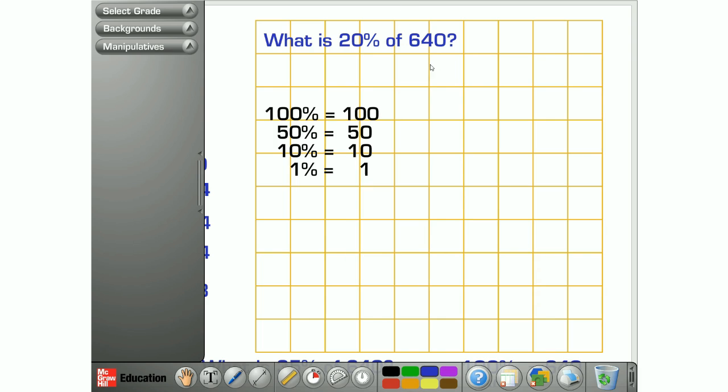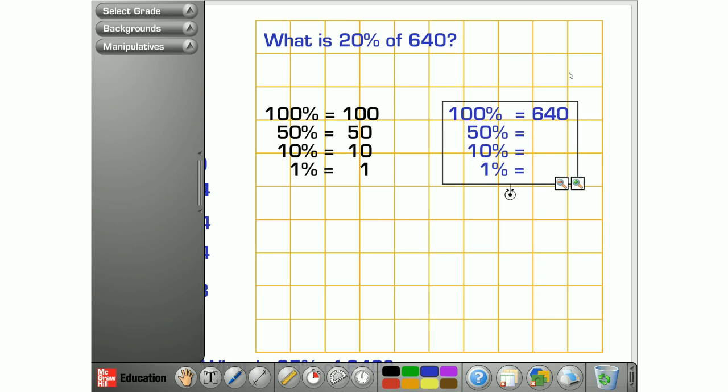Now in this problem we've got a slightly different situation. We've got 640 as our whole, but we can still apply the same ideas. So here we go, 100% this time is 640. Now you will need to practice your division by 10 and 100, and also 2 I suppose. But first of all, if we want to work out half, we can do 100%, which is 640. Half that is 50%. So half of 640 is 320. So 50% is 320.